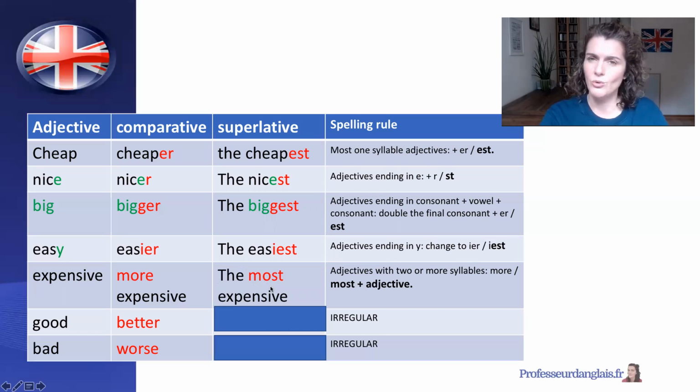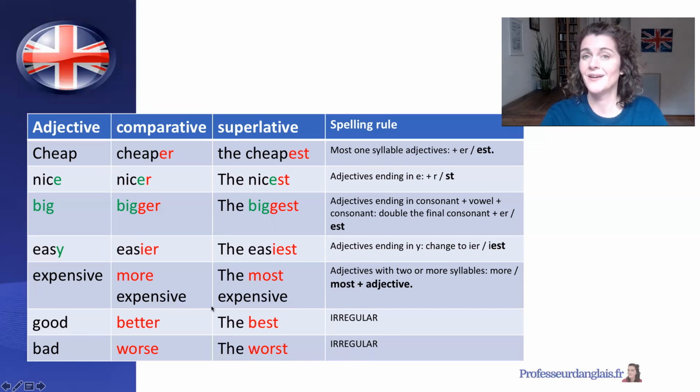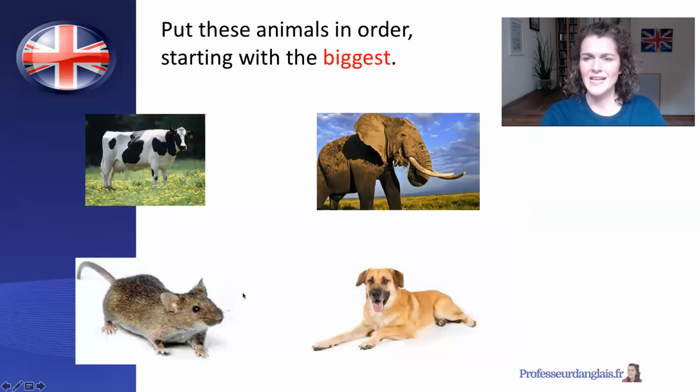And of course, there are always irregularities. The most popular irregular adjectives are good and bad. Good in its superlative form is the best. Bad in its superlative form is the worst. Well done. So let's put that into some practice.